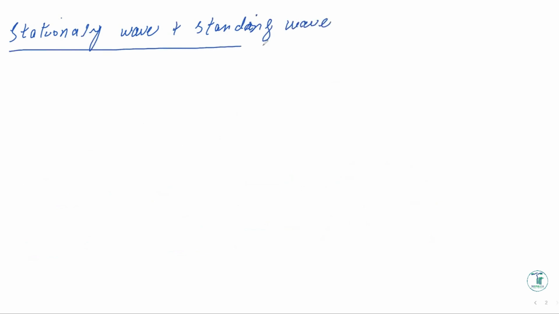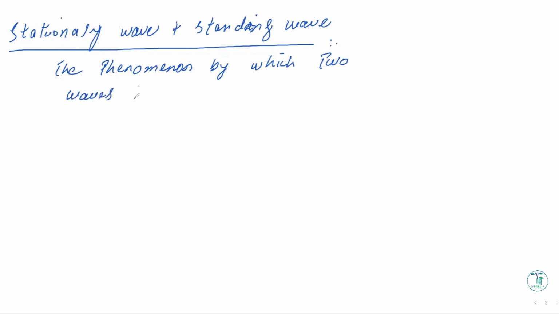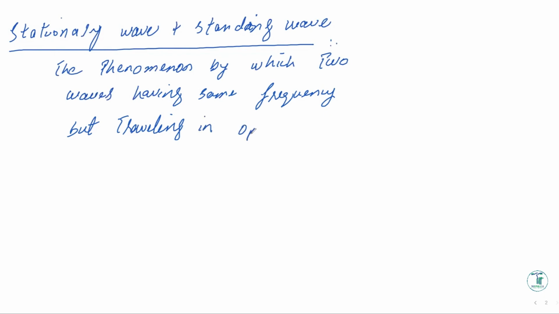Now, what is the difference between a stationary wave and the interference of waves? We've already talked about that. It is the phenomenon by which two waves having the same frequency, but traveling in the opposite direction, give rise to stationary waves.